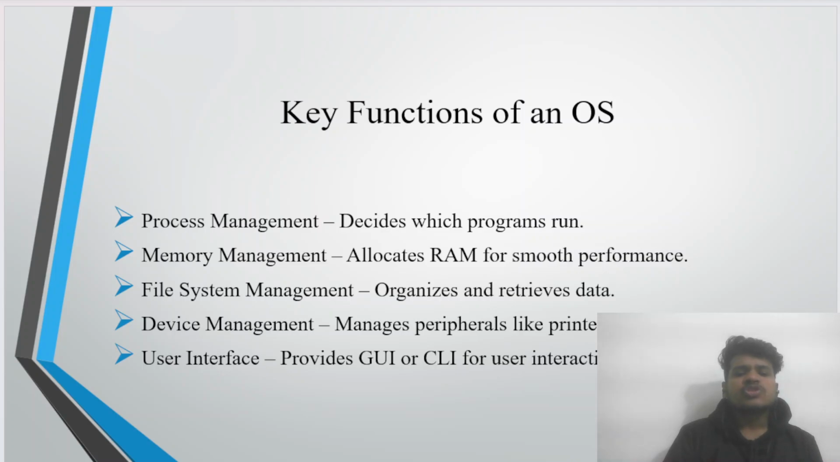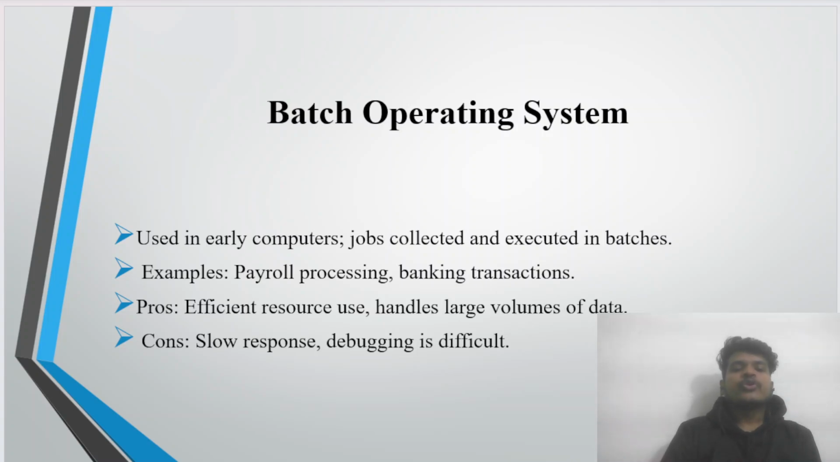After all this, the most important function of the OS is the user interface. Whether you are using Windows, macOS, or Linux, the OS provides an interface, either graphical, that is GUI, graphical user interface, or command line, CLI, to interact with your system. So now we know the key functions of the operating system and what an operating system is. There are some classifications of the operating system. Today we are going to see the batch operating system and the interactive operating system.